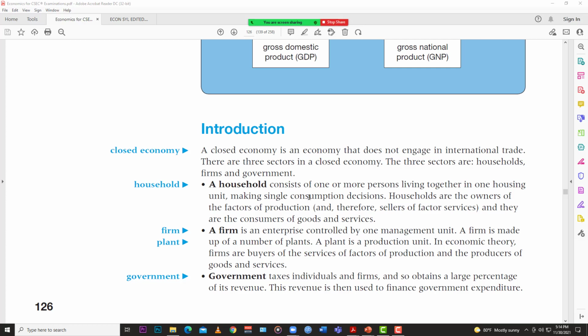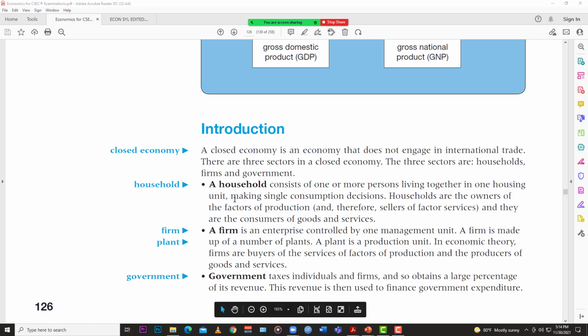A firm is an enterprise controlled by one management unit. A firm is made up of a number of plants. A plant is a production unit, as in an electric plant or a nuclear plant. So a plant is a production unit.